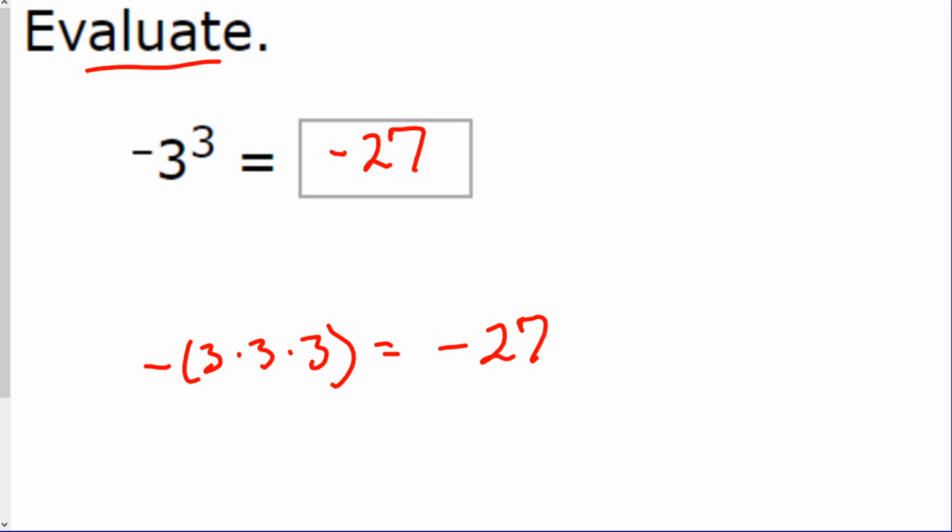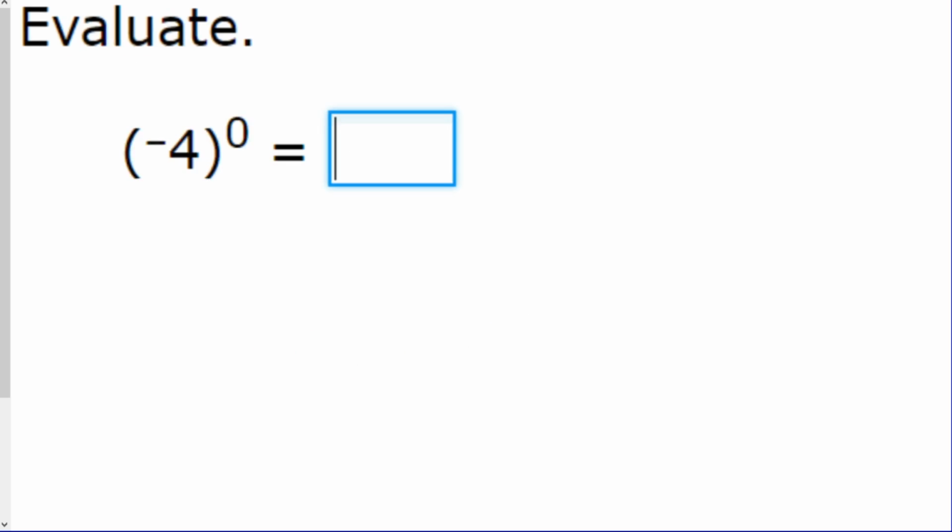Okay, so that's what evaluate means. It means just do the math. You're not solving for anything. There are no unknowns. You're just working out the problems. That's what evaluate means. All right, now this one's tricky. I picked this one on purpose because you've probably never seen anything raised to the 0 power.